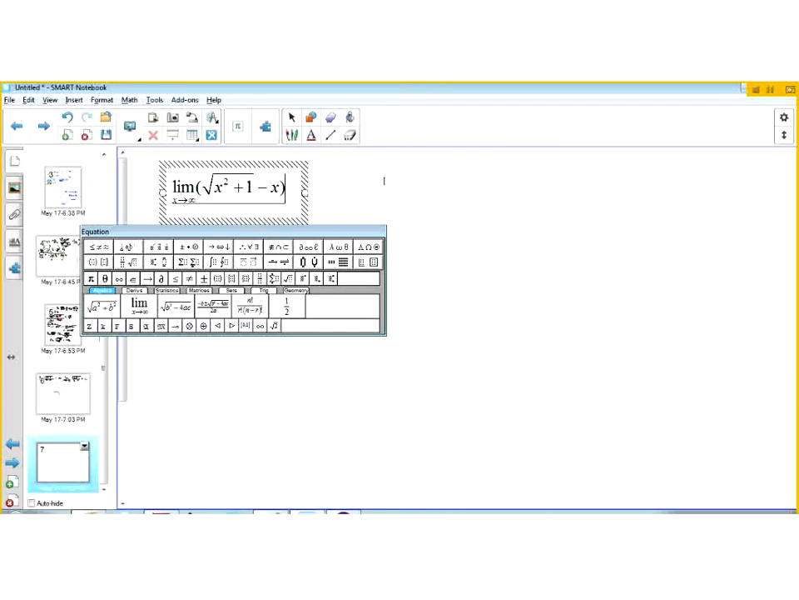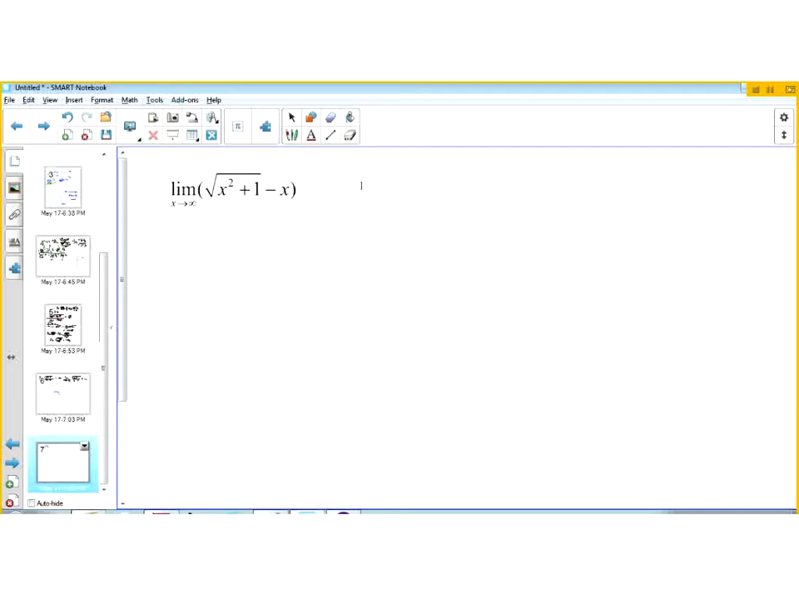All right, so this one needs a little bit of explanation. Is it infinity? Yes, it's infinity. I think there's an error in the online notes. I have x approaches 0, but that should be x approaches infinity.